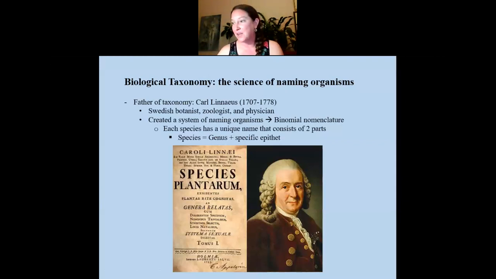Now, again, I don't want you to think these are scary big words. They aren't really that scary if you know what they mean. See how it says here, each species has a unique name that consists of two parts. Remember, like Homo sapiens, two parts. I want to point out this word, binomial nomenclature. Okay. Bi means two.